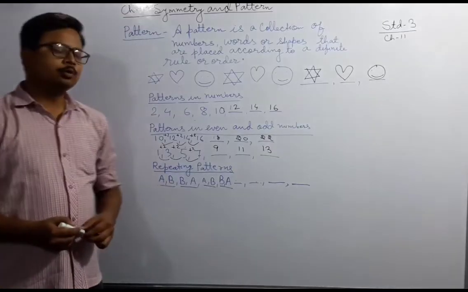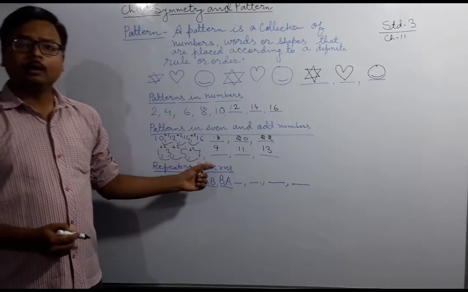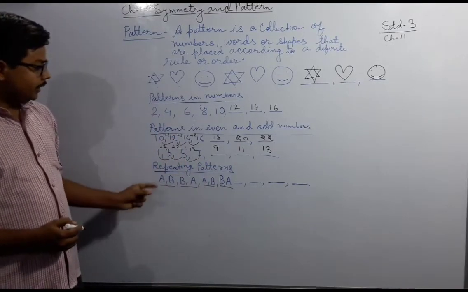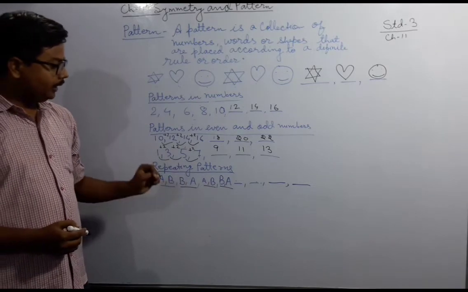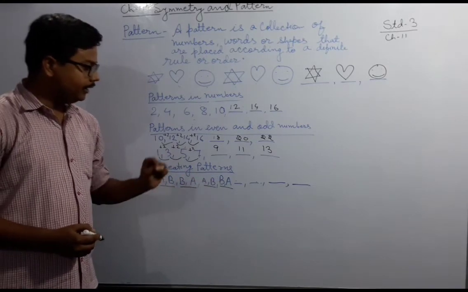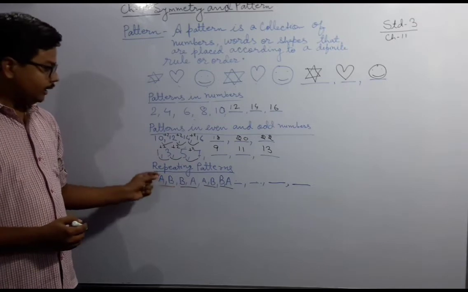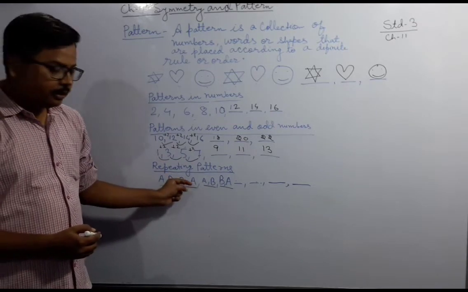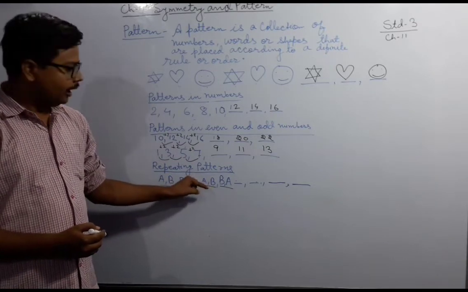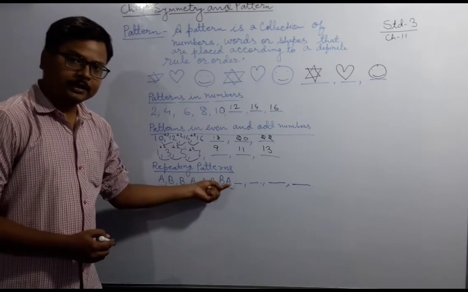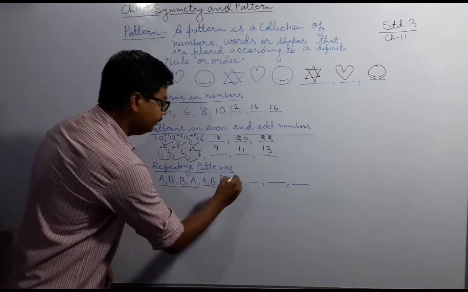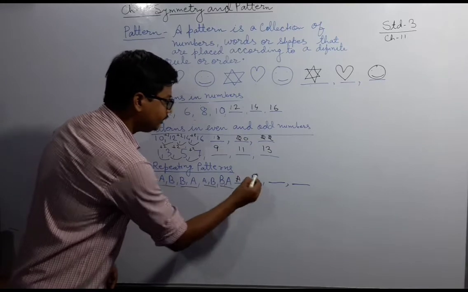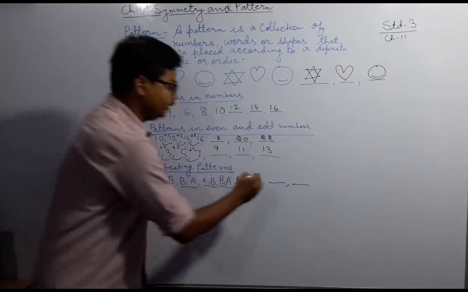Okay. Come to the next pattern, that is repeating patterns. As you can see here, AB, BA, AB, BA. So AB, again BA is given, again AB is repeated. After AB, BA is there. So what will we write? Again we will write AB. And after this we will write BA.